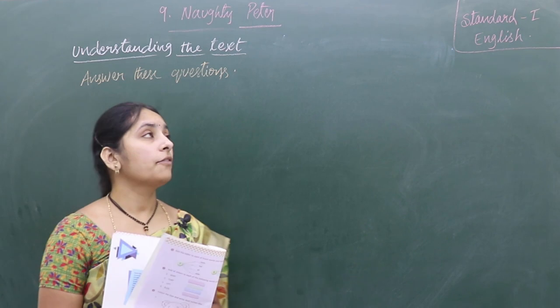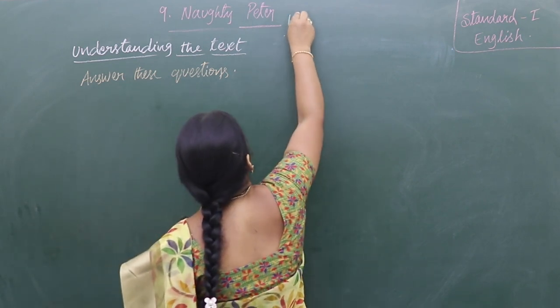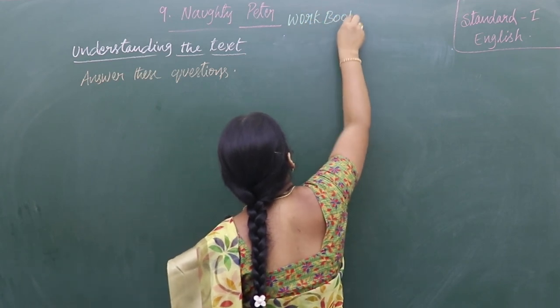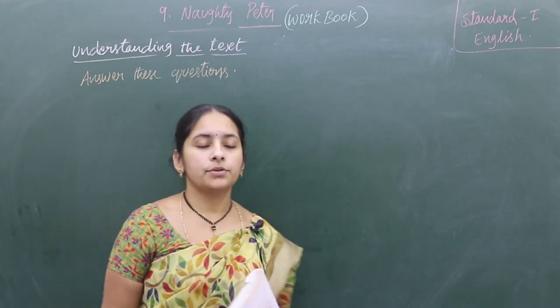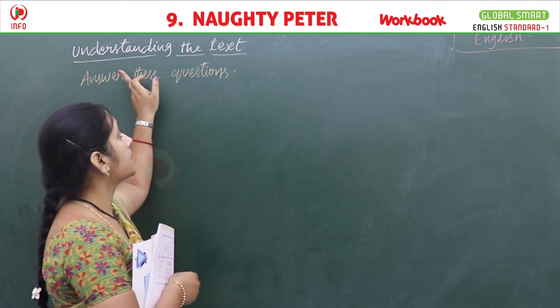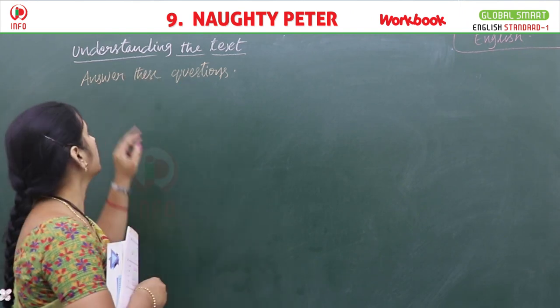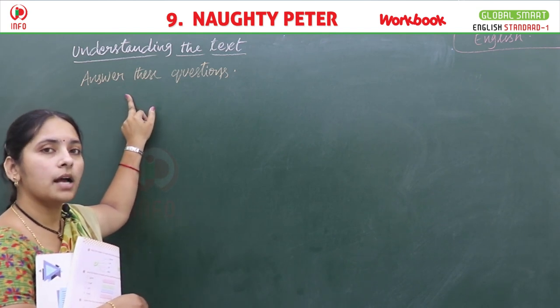See children, all of you open the workbook now. So all of you open the workbook. So we can do the workbook exercise now. Okay. So now first in the workbook we have understanding the text. So answer these questions.